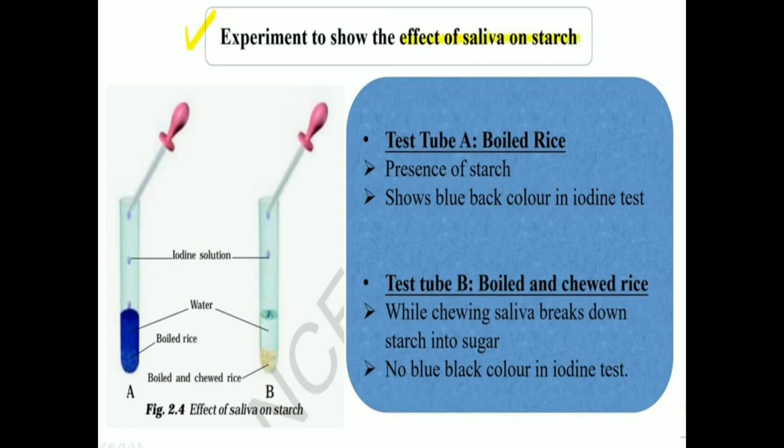But what happens to the one which contains boiled and chewed rice? This test tube will not show any blue or black color with the iodine test. Why? Because when we chew the rice, the saliva breaks down the starch into sugar. There is no starch present here, and that is why it is not showing any color with the iodine test. This experiment proves that the digestion of starch begins in the mouth.